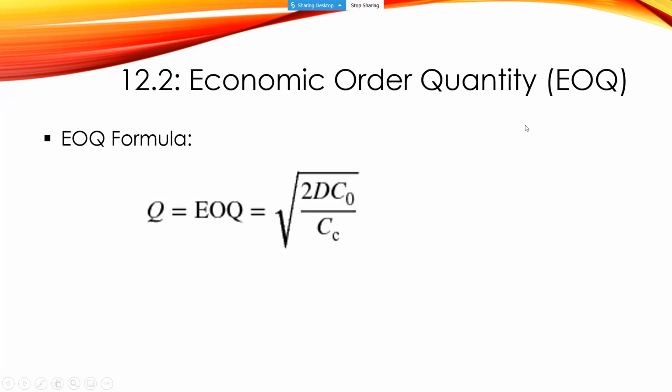So the economic order quantity formula has a square root involved. It's the square root of 2 times the annual demand times the cost of placing an order divided by the carrying cost per unit of goods.